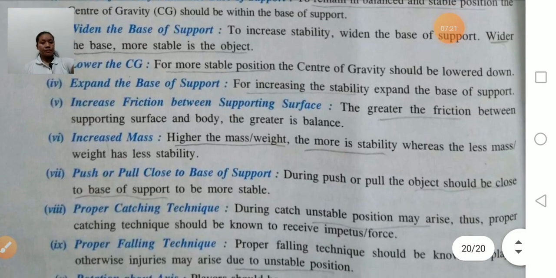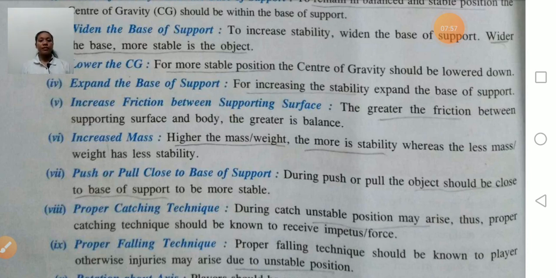Lower the center of gravity. For a more stable position, the center of gravity should be lowered. If the center of gravity is lower, it will be more stable. There will be more stability. Expand the base of support, meaning increase the base of support. If the base of support is increased, the stability will be more.